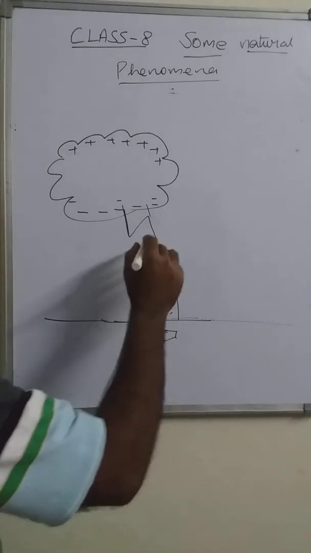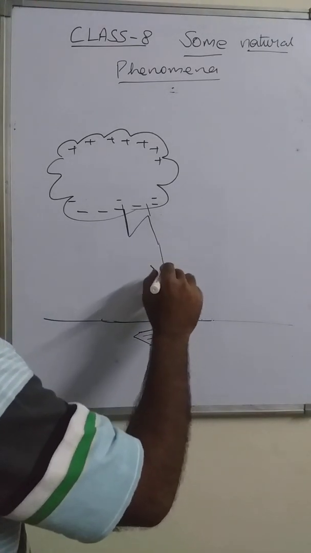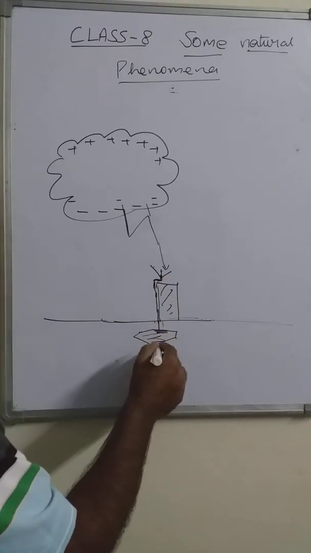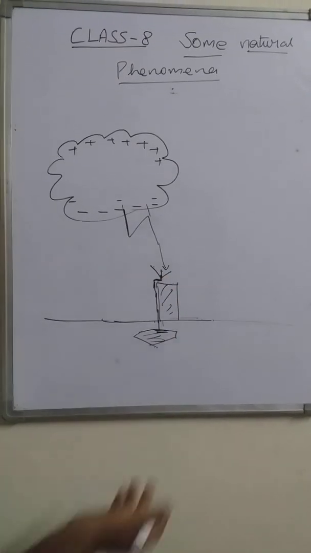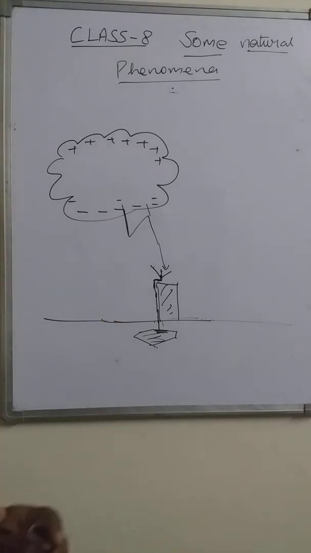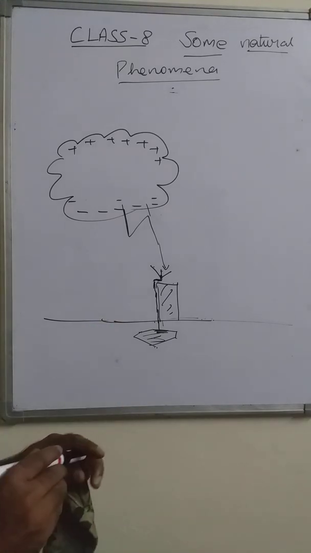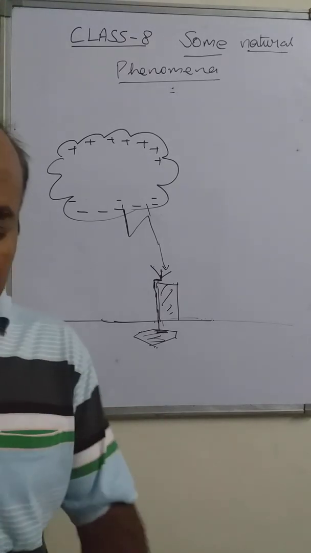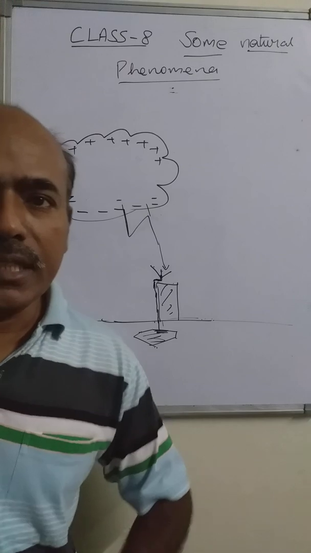Whenever the lightning occurs, all the charges are collected by this sharp conductor quickly. They are taken to the earth and the building is safer. So this is how the lightning conductor works. Right? Now this is all about lightning. The remaining topics we will discuss in the next session.